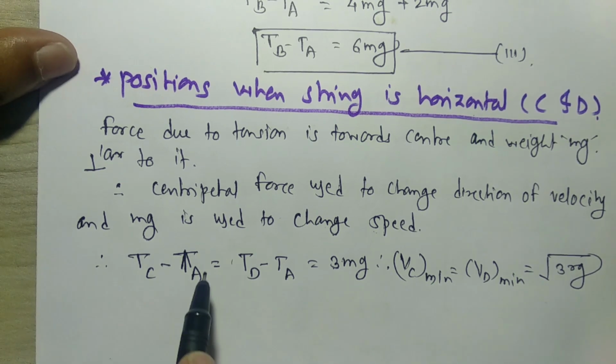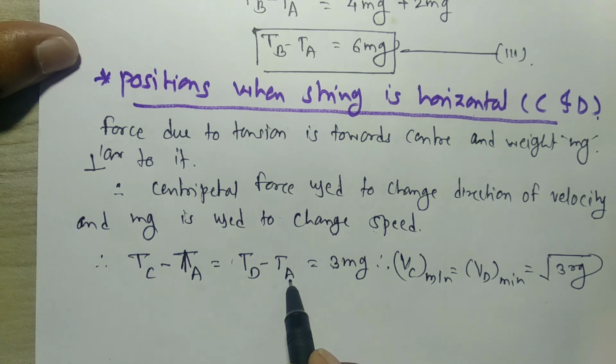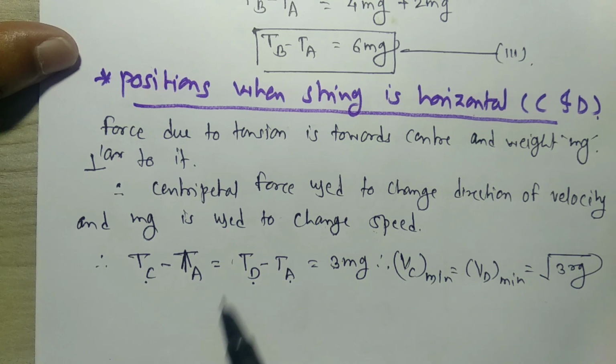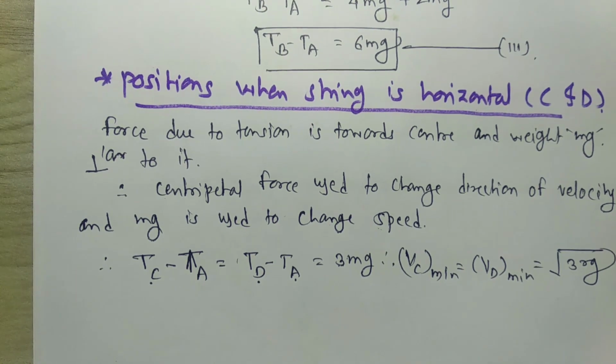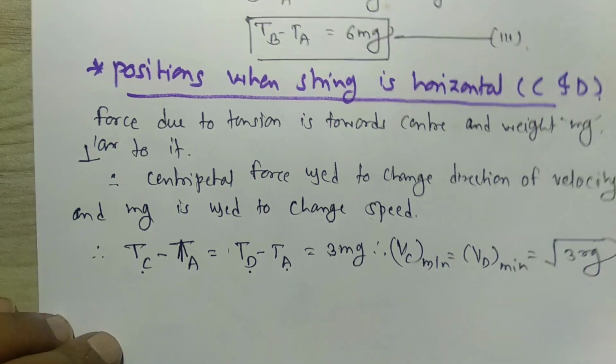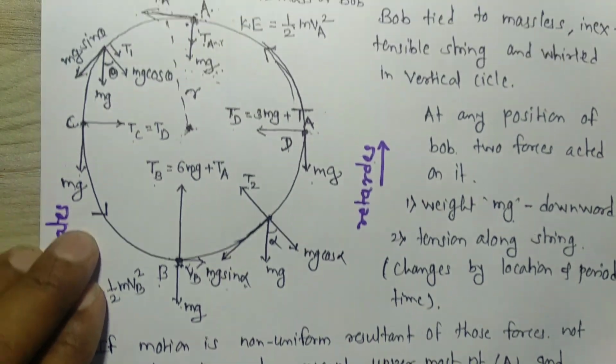It is done by using the consideration of Tc and Td, which is the tension acting toward the center, and mg is perpendicular, and therefore the component of mg is used to change the speed. Like we have to consider, once again you have to go with the figure, and from the figure you will get clear information related to that.